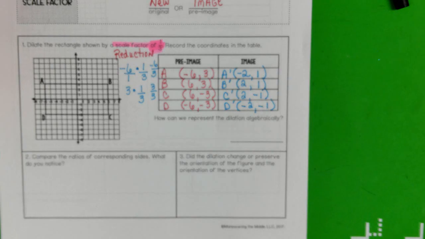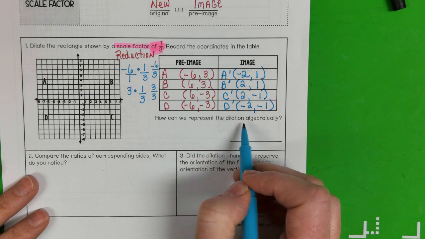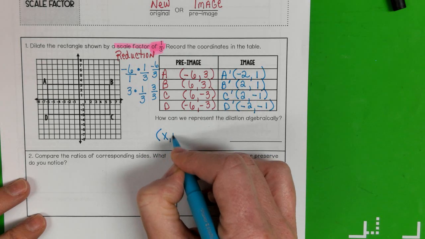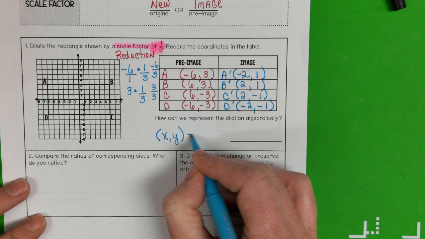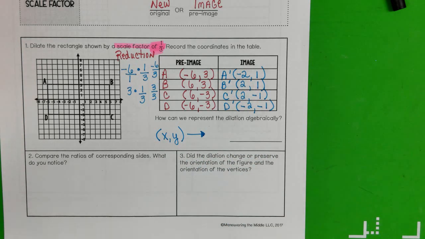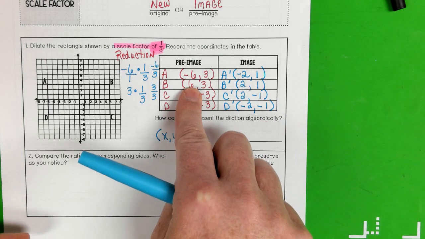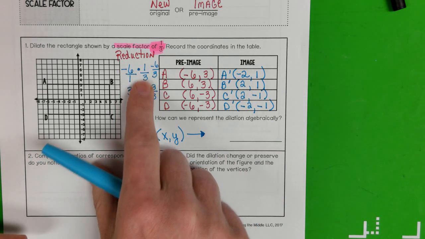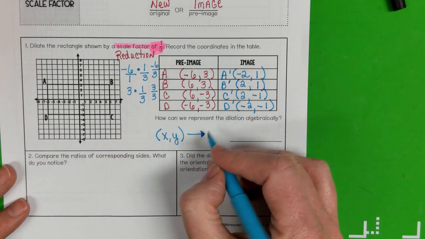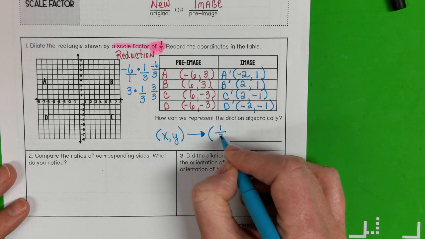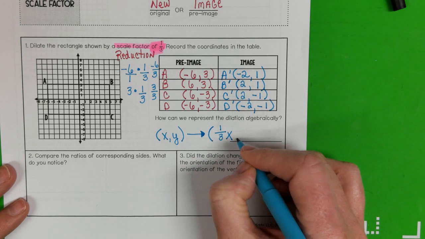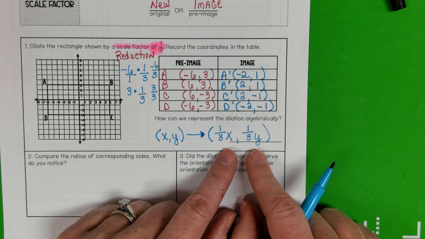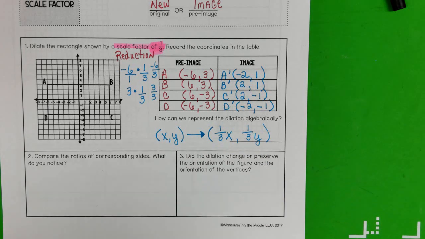It says, how can we represent the dilation algebraically? This is what our dilation rules are going to look like. We start out with x comma y, we draw our arrow. Now think about, what did we do to each point to get the new point? We multiplied the x and the y by 1/3. So all we have to do is show multiplying the x by 1/3 and multiplying the y by 1/3. And it always has to be both the x and the y being multiplied by the scale factor.